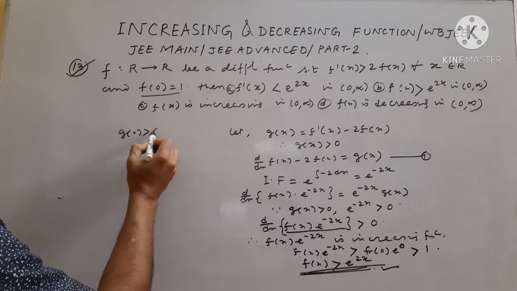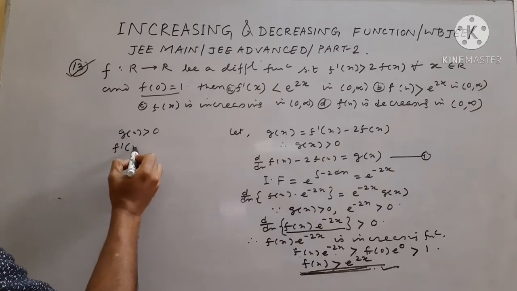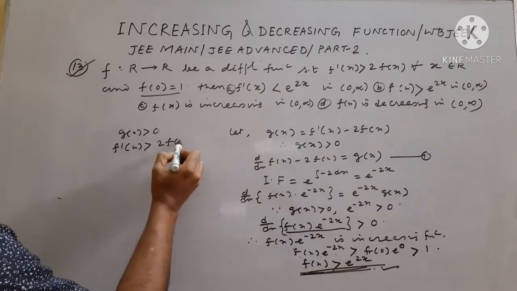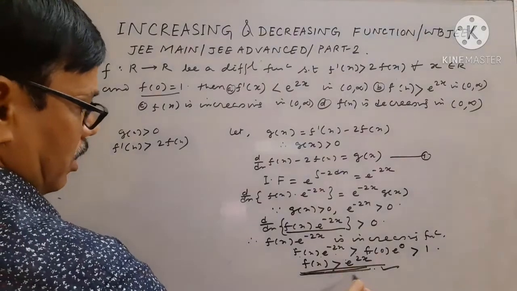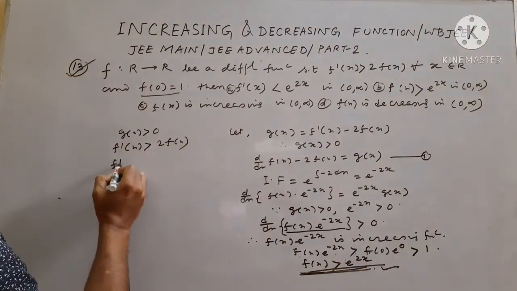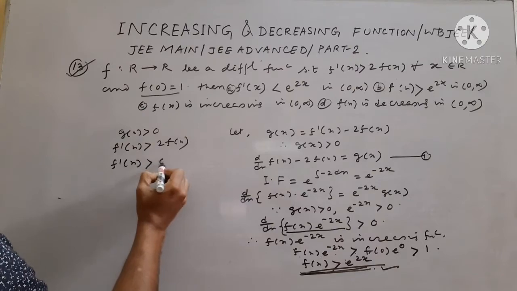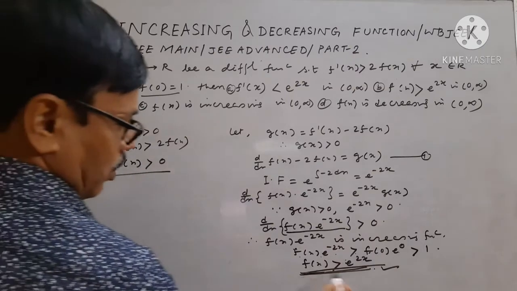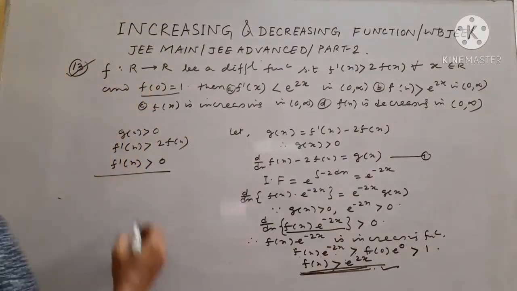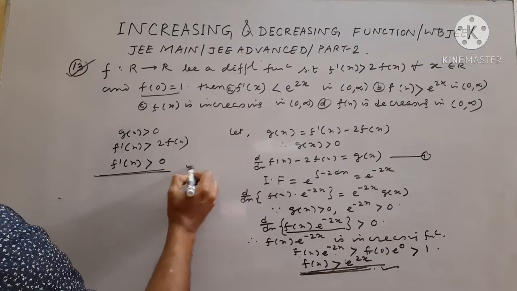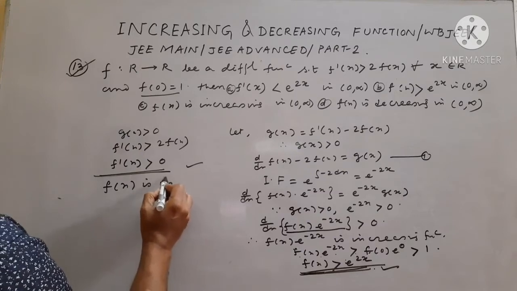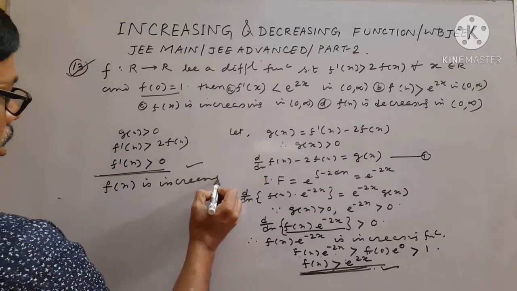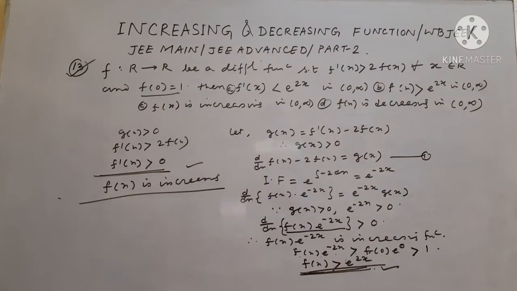Now it is also given g(x) greater than 0. So f'(x) is greater than 2f(x). Since f(x) is always positive, f'(x) is greater than 0. f(x) is an exponential function, so f'(x) is greater than 0. So f(x) is increasing.